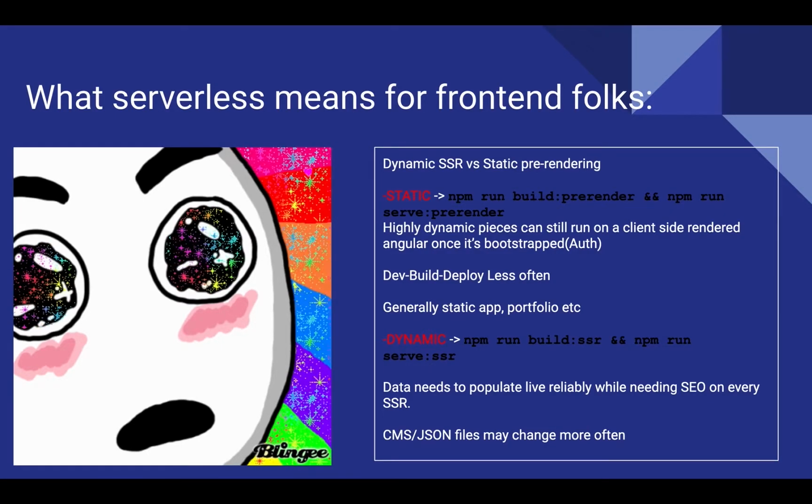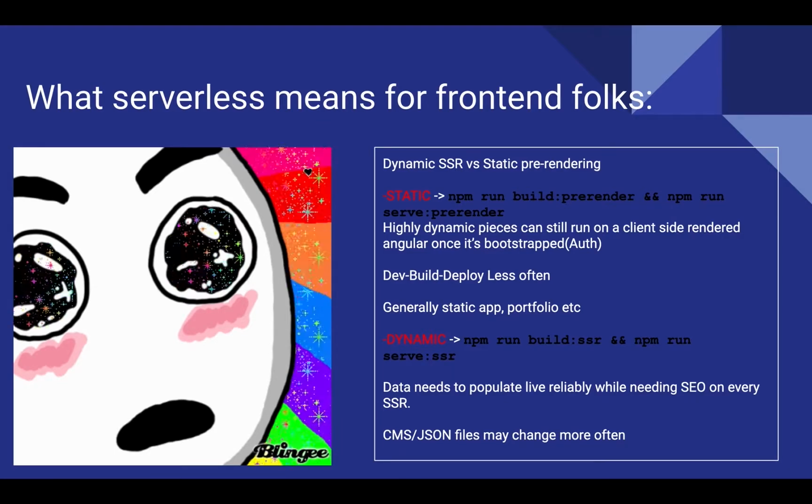So static pre-rendering is better for that lower entry where you're making changes to the repo less often. Whereas dynamic server-side rendering is better when you have something like a blog that changes relatively often, and you need to populate that data often and reliably. And you also need SEO. So static pre-rendering and dynamic server-side rendering both give you improved SEO compared to just client-side rendered apps. However, like I said, there are different use cases depending on what your requirements are for the business.